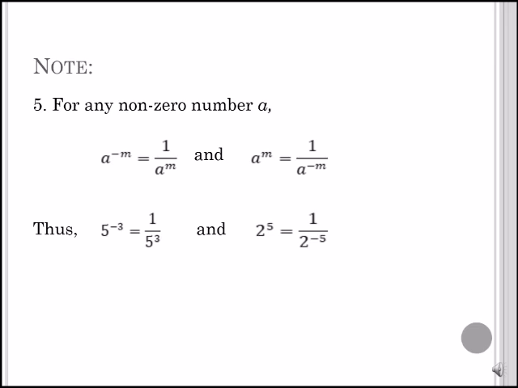Let's see a few examples. 5 raised to the power minus 3 can be written as 1 by 5 cube, and 2 raised to the power 5 can be written as 1 by 2 raised to the power minus 5.